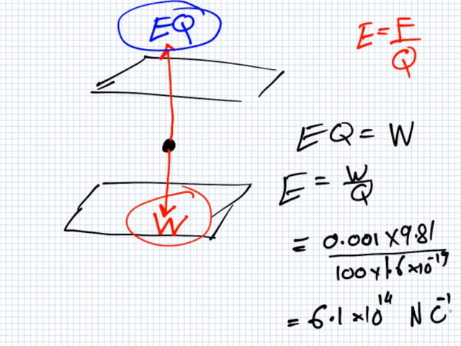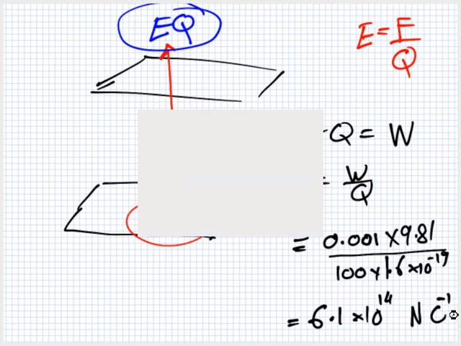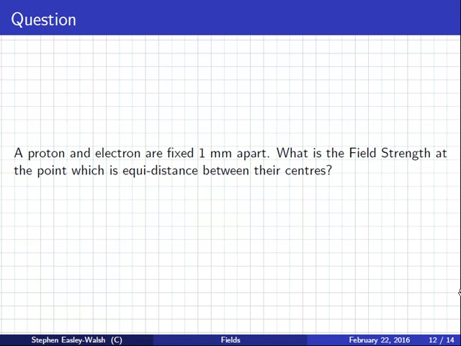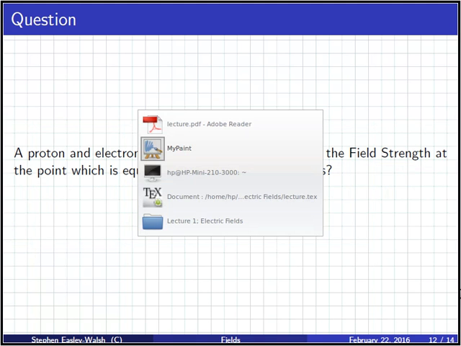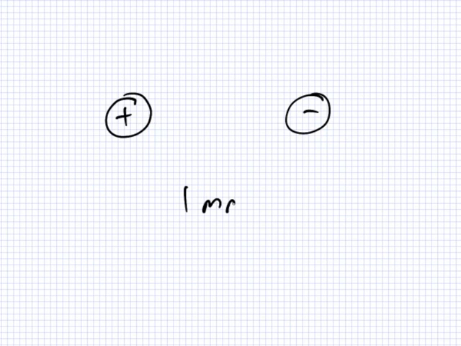Got that? Yes? Okay. A proton and electron are fixed 1 millimeter apart. What is the field strength at the point which is equal distance between their centers? So what you have here, you have a proton and you have an electron, and they are 1 millimeter apart, and equidistance between their centers means here. So my question is, what is the electric field strength here? I'll give you a minute to try and calculate this. I want to know how strong the field is at that location.